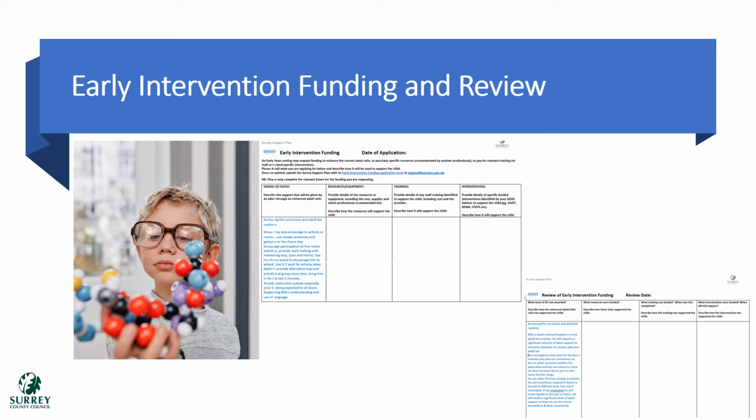As well as applying for help with an enhanced adult ratio, you can apply for funding to pay for specific resources, training and interventions. If you're applying for resources, funding will only be awarded for equipment recommended by a professional working directly with the child, such as an occupational therapist. If you're applying for training, please make sure you specify the training course, provider and costs. Your SEND advisor may recommend specific interventions, and you'll need to apply for EIF to cover the costs of these.